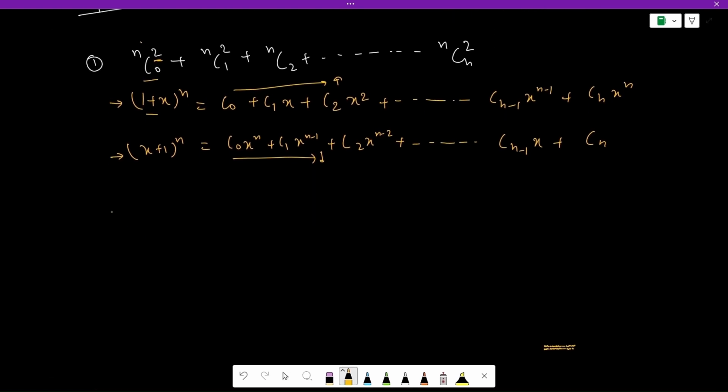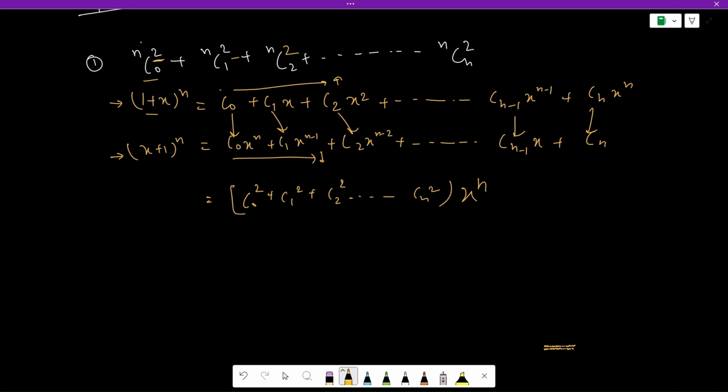Right, so now what we need is nc0 squared, nc1 squared, so this is also squared, so we can just multiply these terms, this term, and what we will get is c0 squared plus c1 squared plus c2 squared and so on up to cn squared, and all will have the power of x as n.